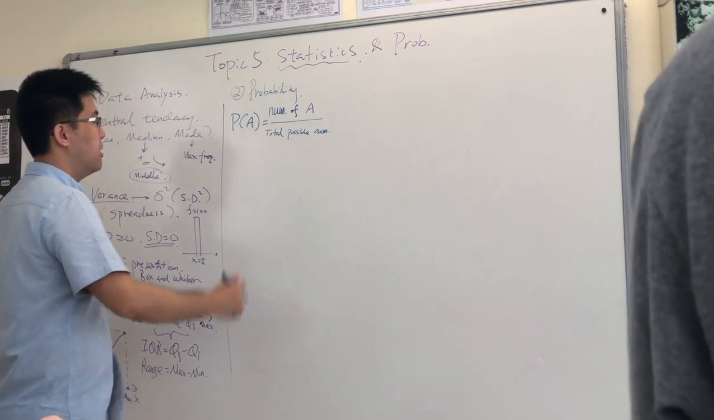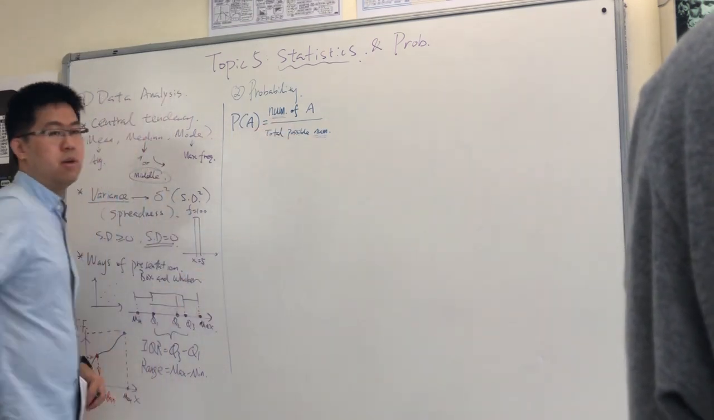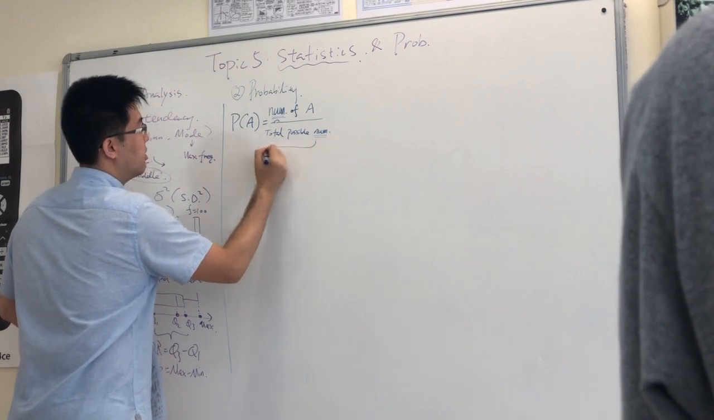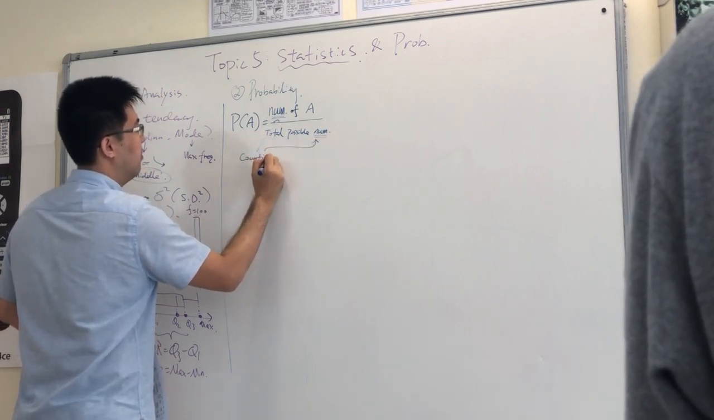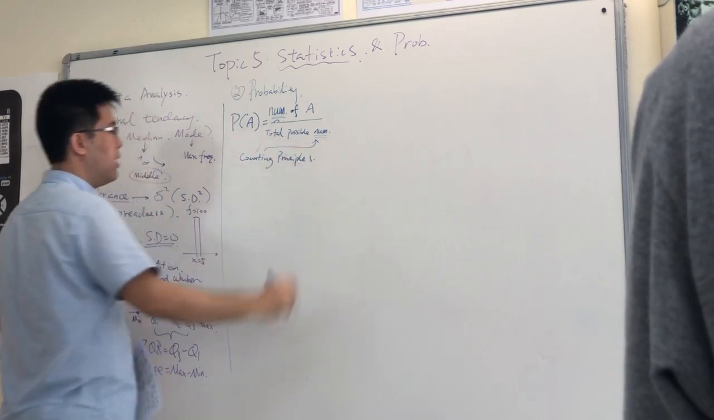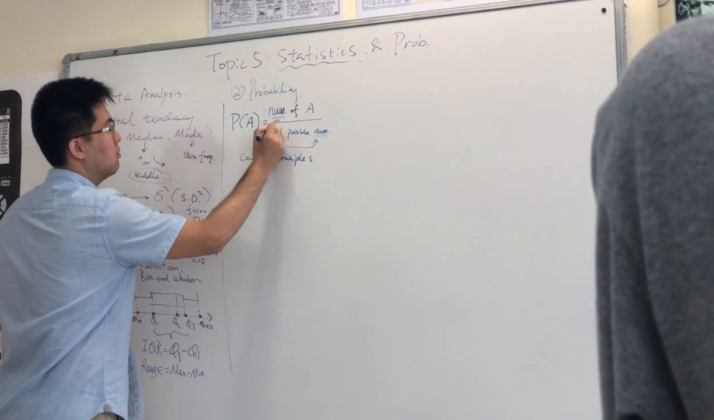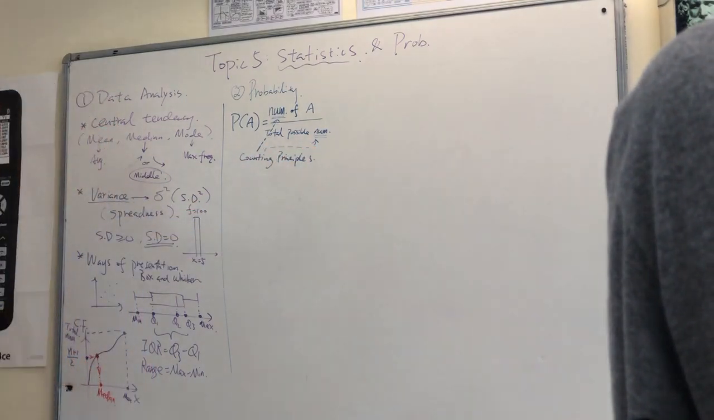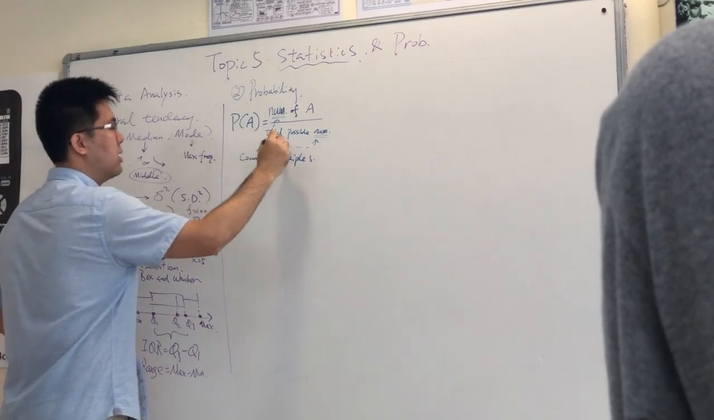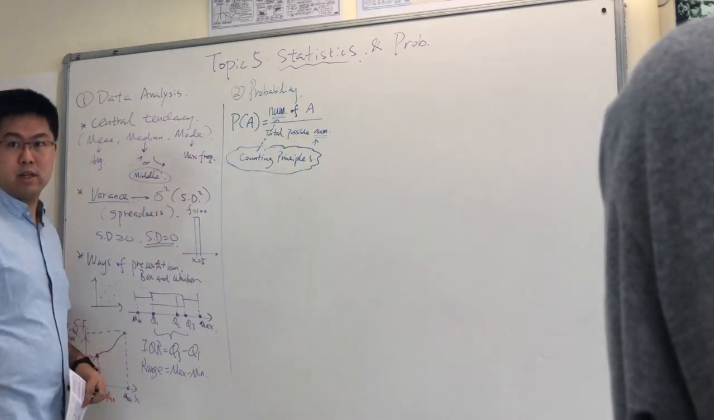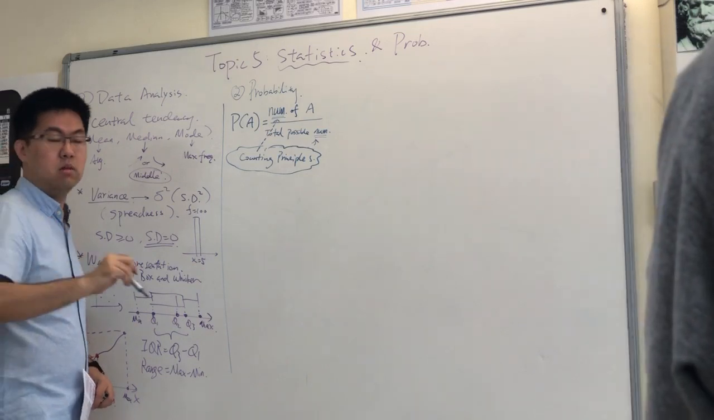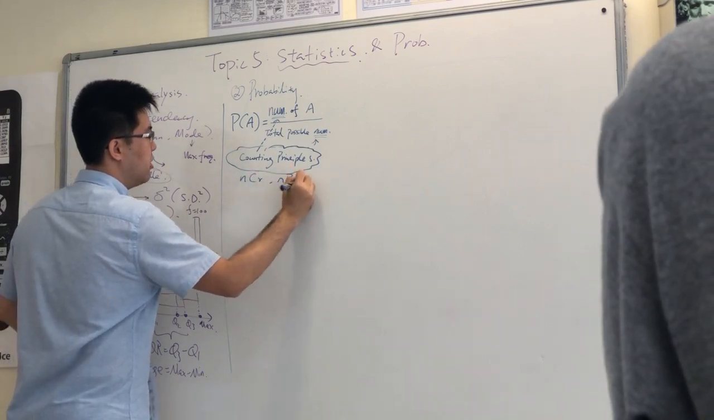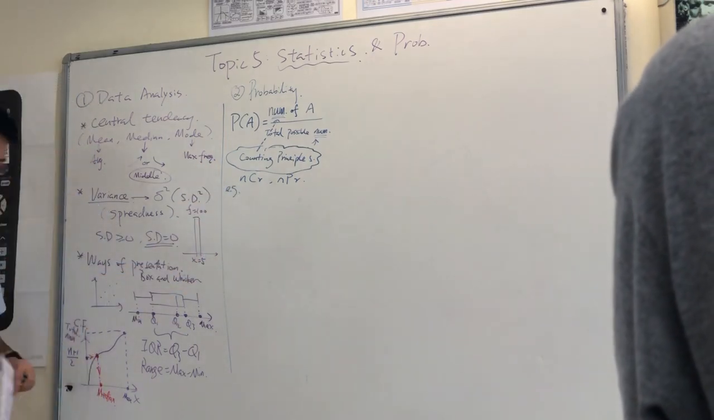So, based on that, you see the word here is number. A number divided by a number, and that number is related to counting principles. To find the number satisfying A and the total possible number is related to counting. Yeah, what are counting principles? Like nPr. It's related to combination and permutation.